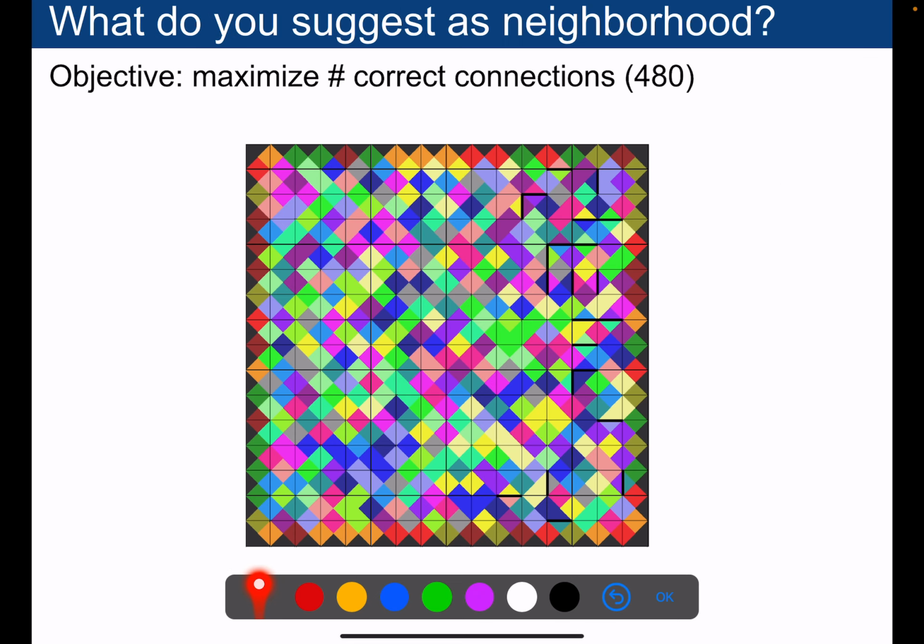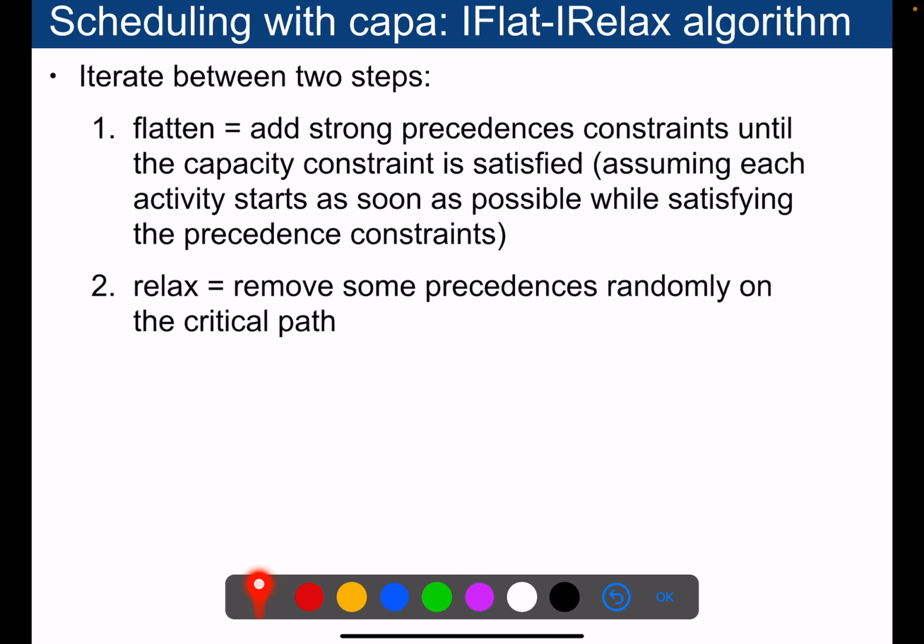Of course, you do that a lot of times, and always you will introduce some randomized relaxation on the critical path. So you will really iterate between the flattening and the relaxing step. Okay, that's the I-flat, I-relax algorithm.